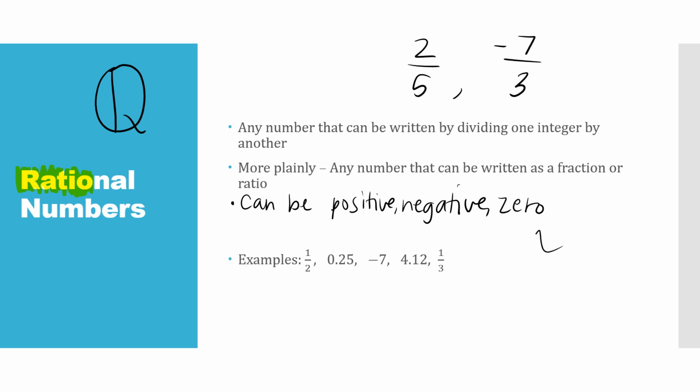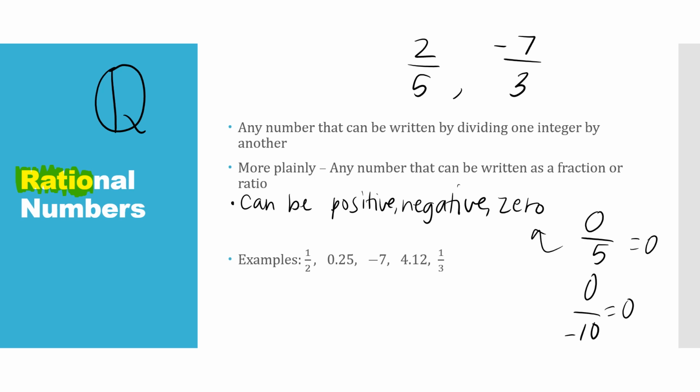All right, so you might be wondering, how can I write zero as a fraction? Well, zero is one of the easiest ones to write as a fraction. It's just zero divided by anything. Zero divided by five is zero. Zero divided by negative 10, still zero. All right, you can't have zero in the denominator, but it's perfectly fine to have zero in the numerator. All right, so rational numbers can be positive, they can be negative, they can be zero.